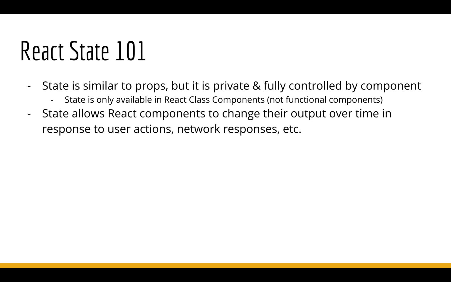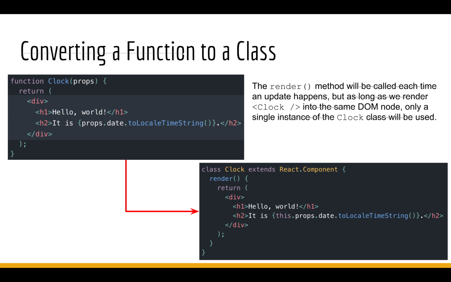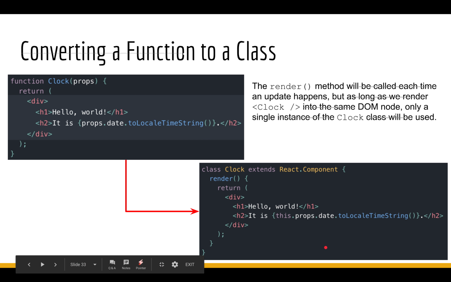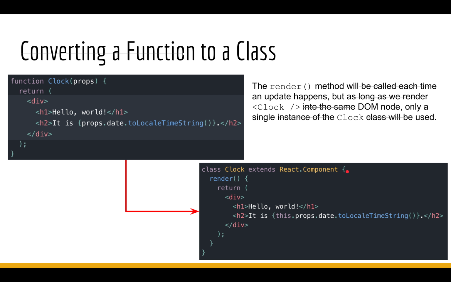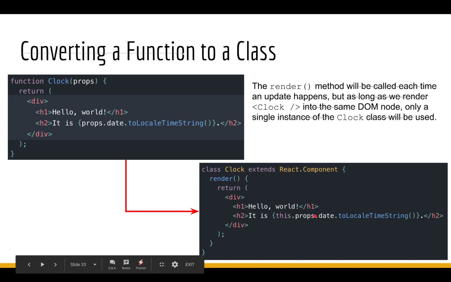Before we saw that there were two ways to create components: with functions and classes. State is only available in class components. So just to get a refresher of how you convert a function component to a class component, on the left we have a function component, which is our handy dandy clock. And on the right, we have turned it into a class component. The only thing we're doing is adding class, the name of the component, extends React.Component, and whatever was returned by the functional component, we make returned by the render function of the component class.